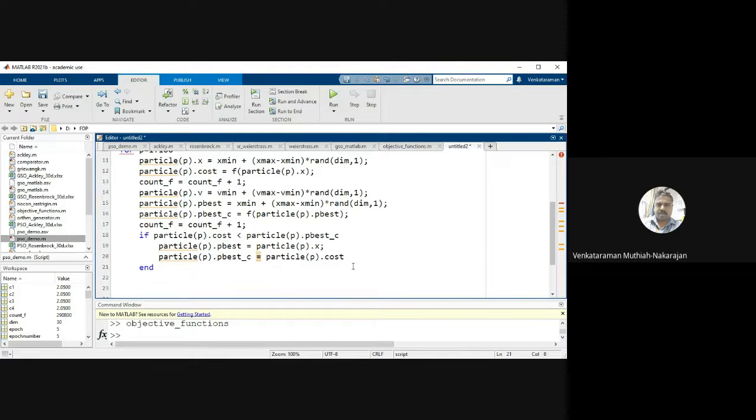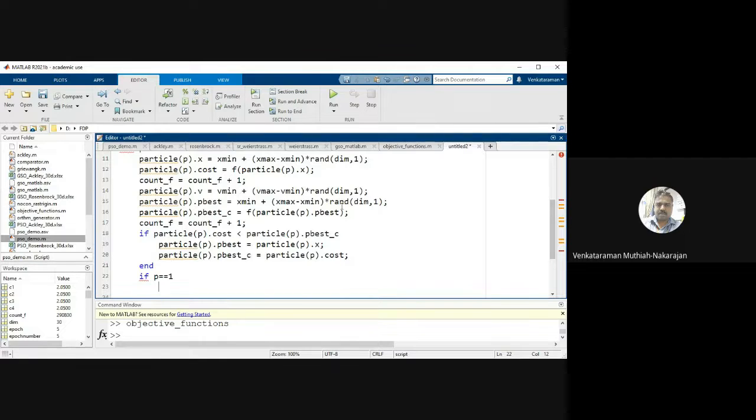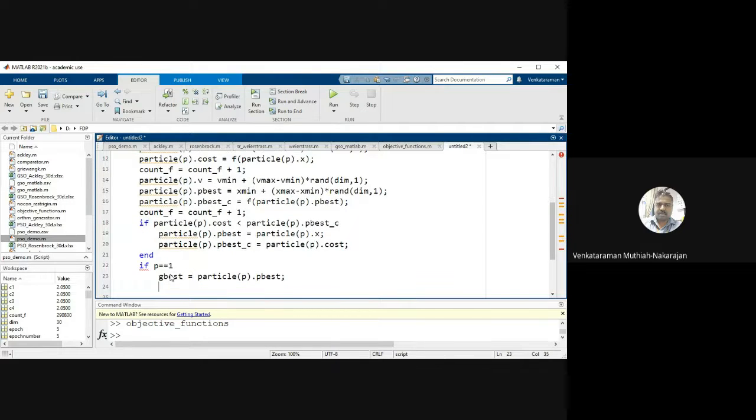So the global best is a best of all of the points. So you need to define a global best. So that can be done. It's p equal to 1. So I'm initializing 100 points. And if p were 1, then g best, the global best, is a particle best. And g best.